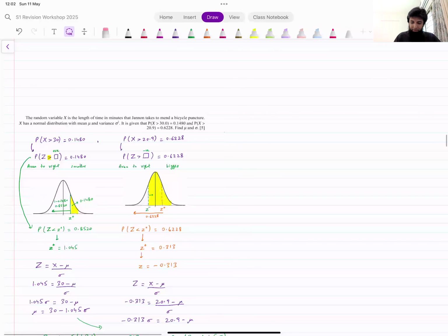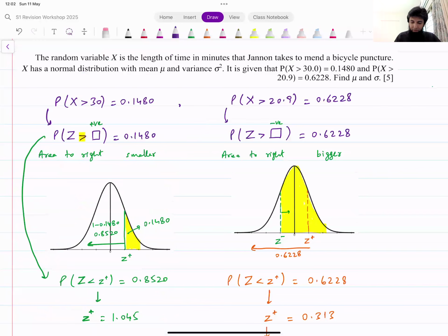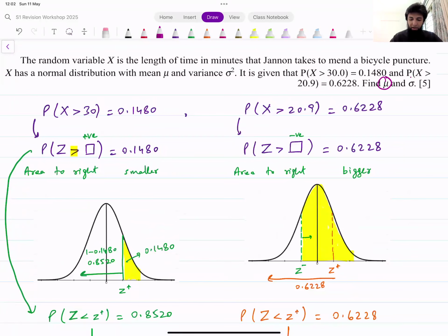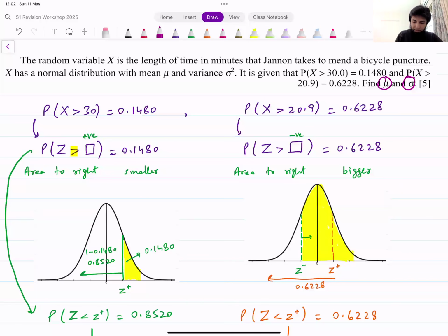There's a variable x, and we're given that it follows a normal distribution with mean mu and variance sigma squared. It's given that the probability of x greater than 30 is equal to this, and the probability of x greater than 20.9 is equal to 0.6228. So you're given two separate pieces of information, and you want to find the value for the mean and standard deviation. Mu and sigma, that's what we're looking for.